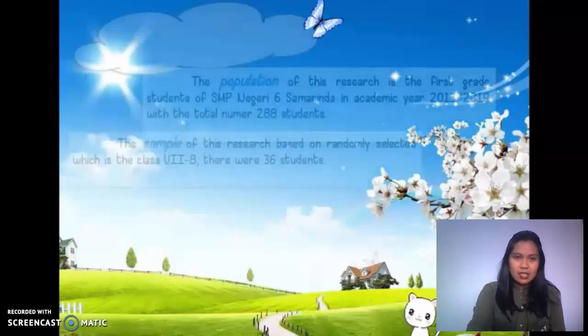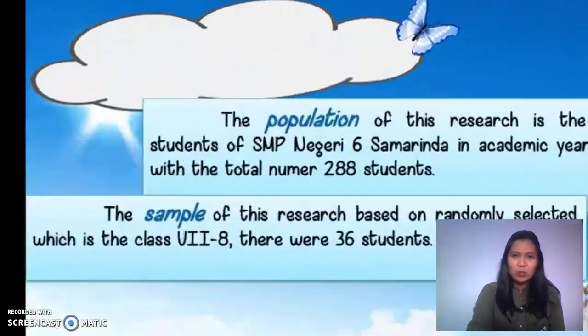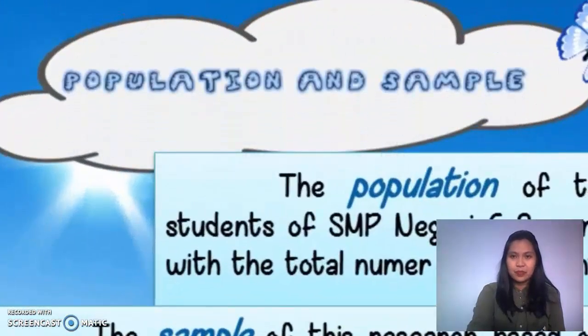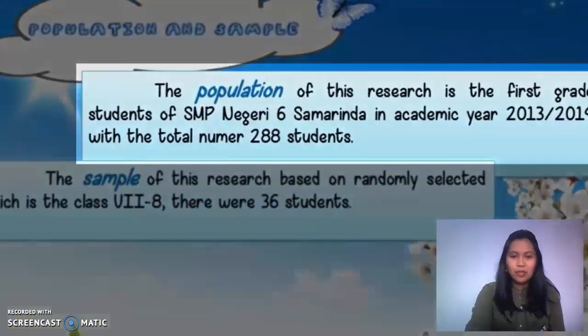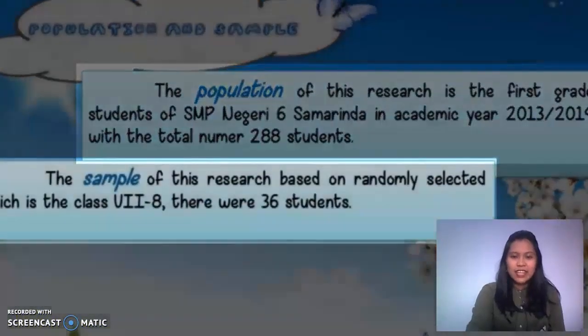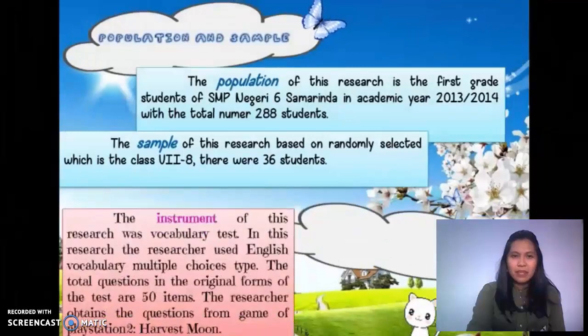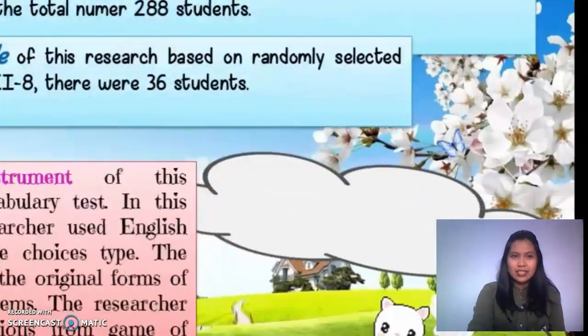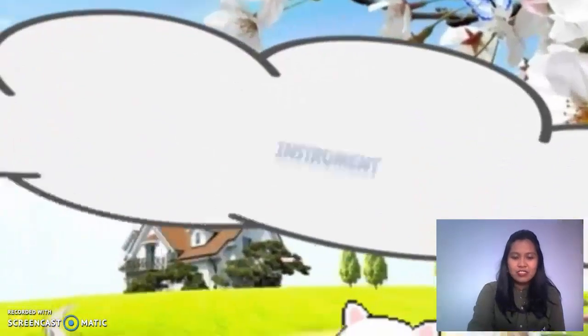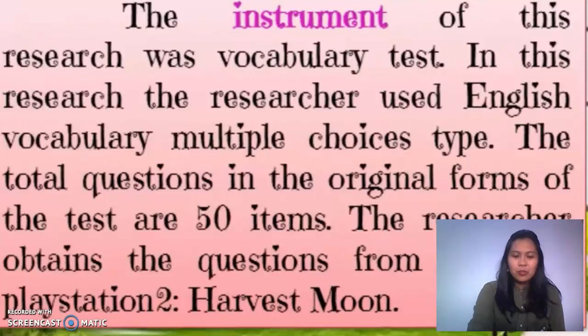Okay, this is about the sample and also the population. The population is the first grade students of SMP Negeri 6 Samarinda, and the sample is 36 students, and the instrument of this research is a vocabulary test with 50 multiple choice questions.